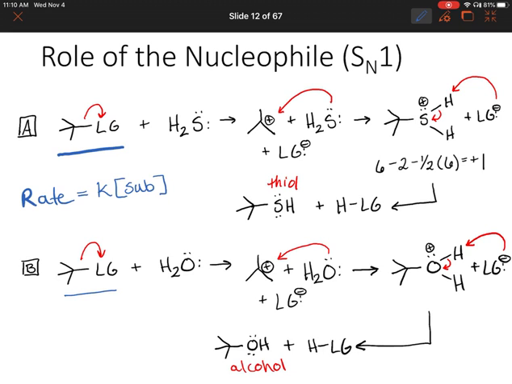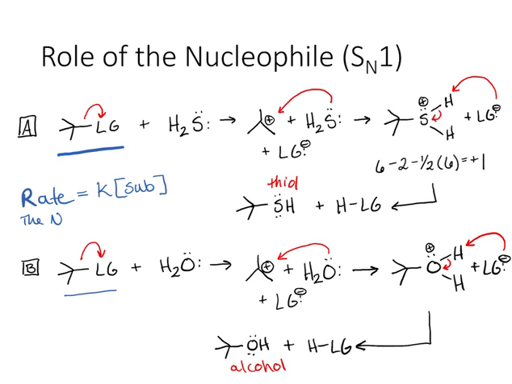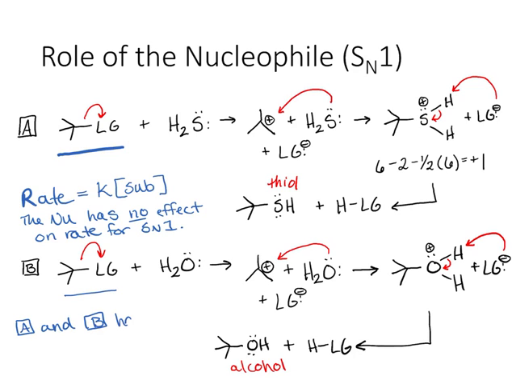So these two reactions actually occur at the same rate. So let's write that down. The nucleophile has no effect on rate for SN1. So A and B have the same rate. Okay, easy peasy, right? Okay, so now let's look at SN2 because this might be a little different.